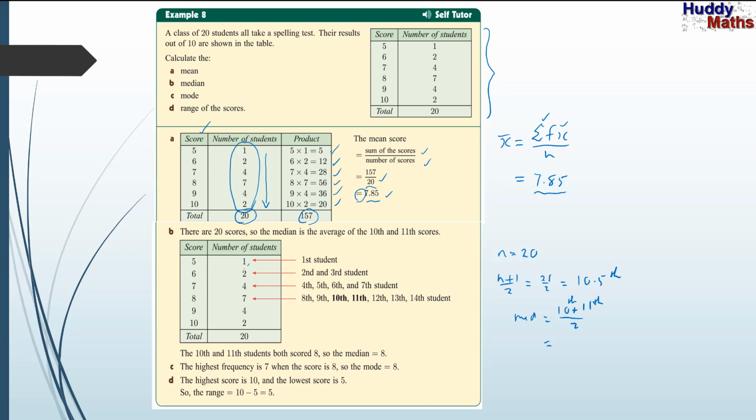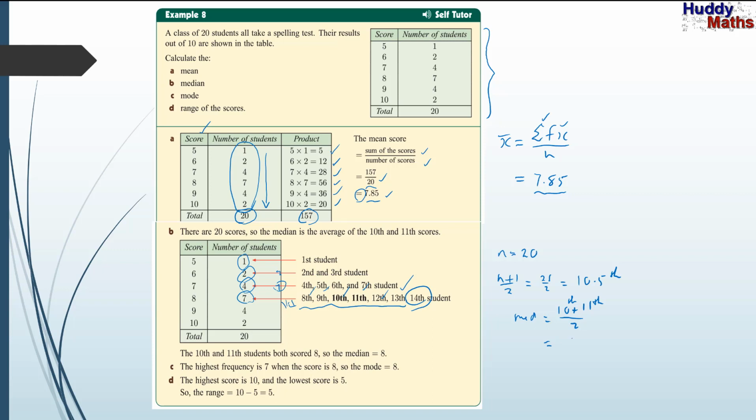We've got 1 in the first group and 2 in the second group. So there's 3 up to the end of that group, 4 in the next group. So there's 7 up to the end of that group. And then adding the next one on, 7 and 7, there's 14 up to the end of that group. So all of those scores from the 8, there's 7 up to the end of that group. So the next 7, that's the 8th, 9th, 10th, 11th, 12th, 13th, 14th student, are all 8s.